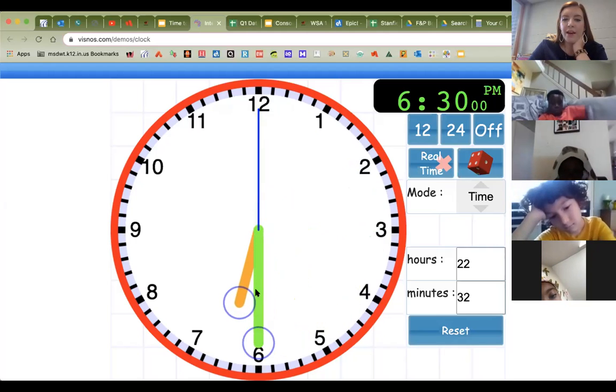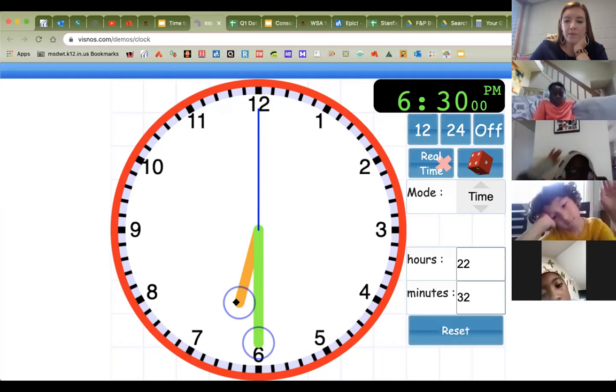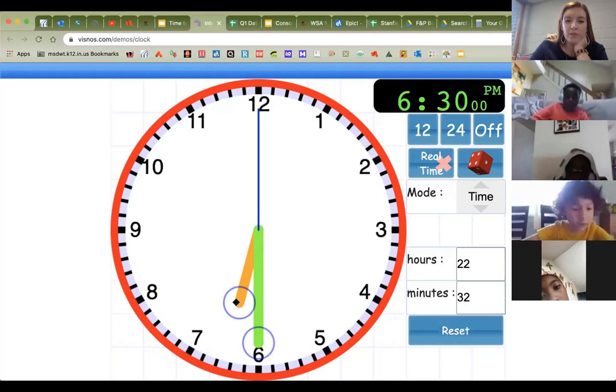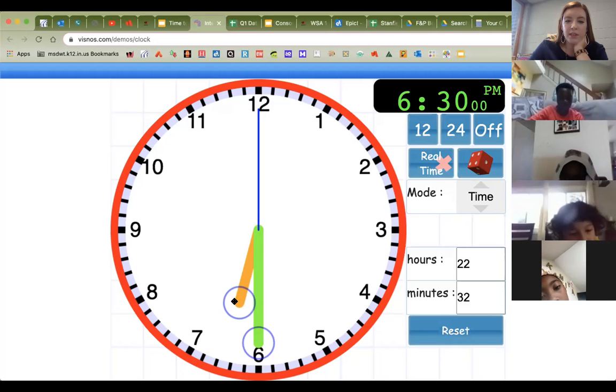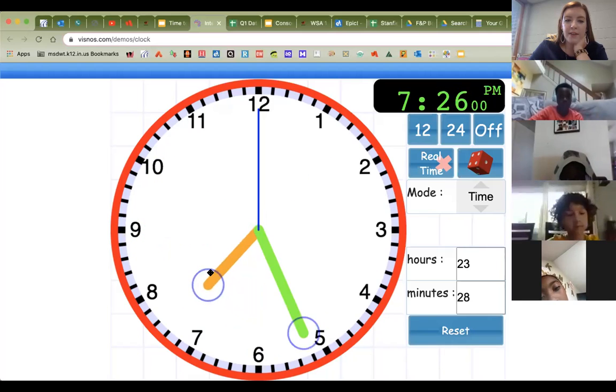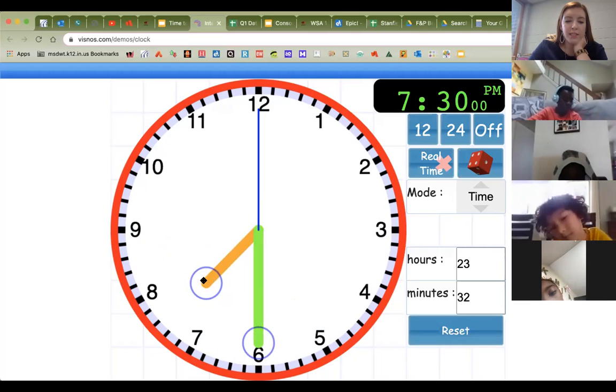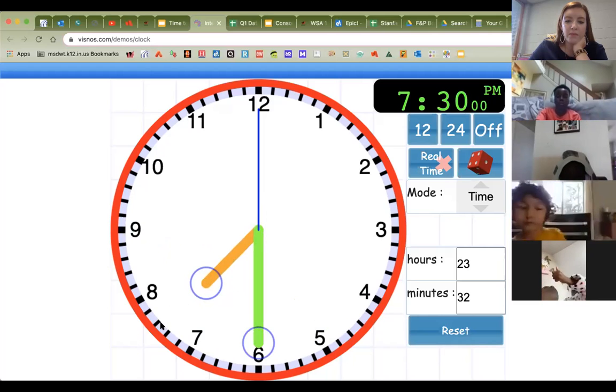And then where would my orange hand be? Irsu? Around the 7. Yeah, it's going to be around the 7. So let me just move that. Do you notice that at 7:30, my hour hand is in the middle of 7 and 8? Do you guys all see that?